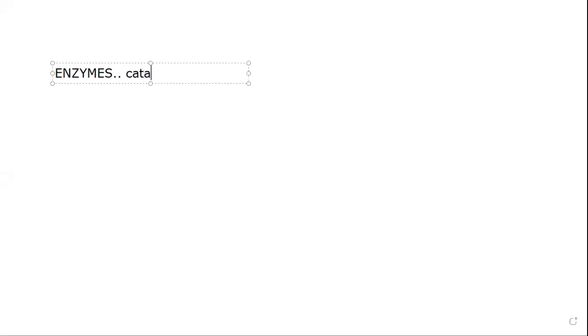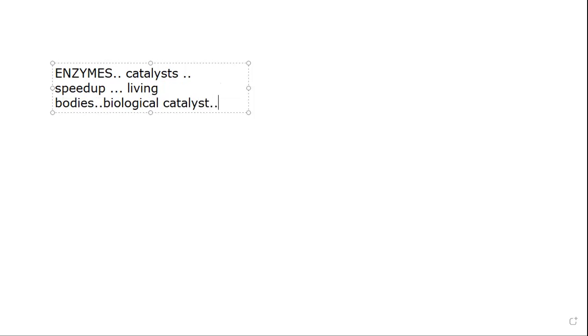Enzymes are actually catalysts. Catalysts, all of you know, are those factors or chemicals that tend to speed up a chemical reaction. But because we are going to talk about the chemical reactions taking place in living bodies, which include bacteria, fungi, plants, animals, any living thing in which the reactions are speeded up, that is going to be known as a catalyst. But because this catalyst is present in the living body, we will call it a biological catalyst. And specifically, we will call it an enzyme.